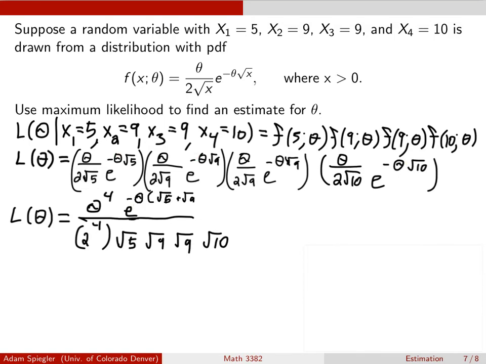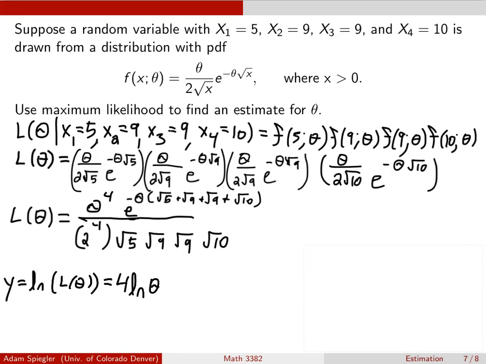So we can write this as e to the minus theta. When we multiply e, right, we add the powers together. So we could write this as e to the minus theta times the square root of 5 plus square root of 9 plus square root of 9 plus square root of 10. So there's our likelihood function. And we could take the derivative of this directly and figure out what value of theta makes the derivative of L equal to 0, but it's going to be easier if we first take the natural log, and instead we're going to maximize the log likelihood function.